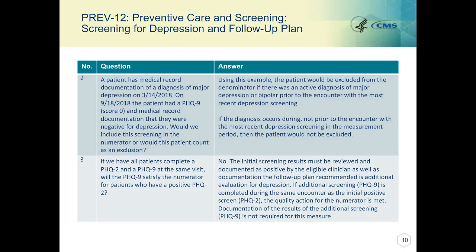Using this example, the patient would be excluded from the denominator if there was an active diagnosis of major depression or bipolar prior to the encounter with the most recent depression screening. If the diagnosis occurs during, but not prior to, the encounter with the most recent depression screening in the measurement period, then the patient would not be excluded.